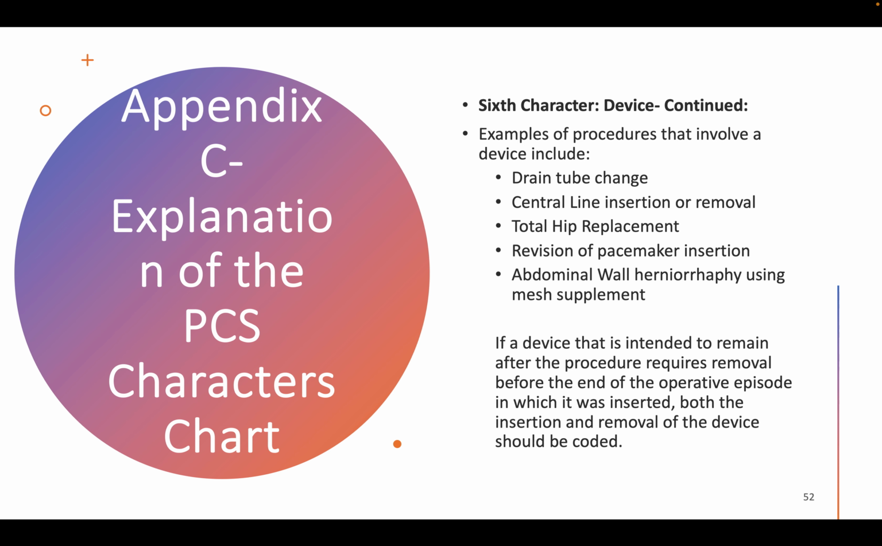Examples of procedures that involve a device include drain tube change, central line insertion or removal, total hip replacement, revision of pacemaker insertion, abdominal wall herniography using mesh supplements. If a device that is intended to remain after the procedure requires removal before the end of the operative episode in which it was inserted, both the insertion and removal of the device should be coded.